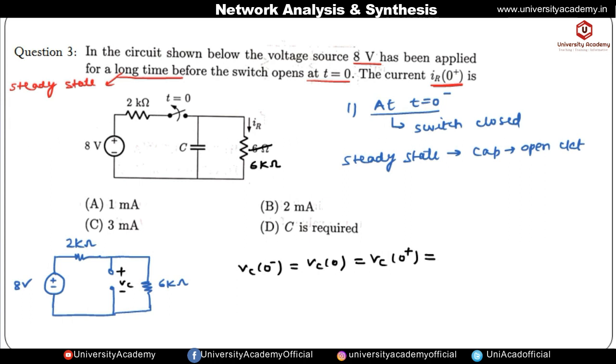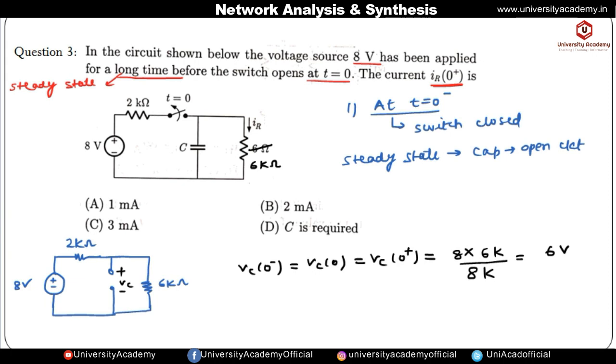By using the voltage division rule we can find this value. The total voltage is 8, and Vc is the voltage across the 6 kilo ohm. So it is given by 6 kilo ohm divided by the sum of both the resistances. The 2 kilo ohm and 6 kilo ohm are connected in series, giving 8 kilo ohm. So we get Vc of 0 negative as 6 volt. It means initially the voltage across the capacitor is 6 volt.